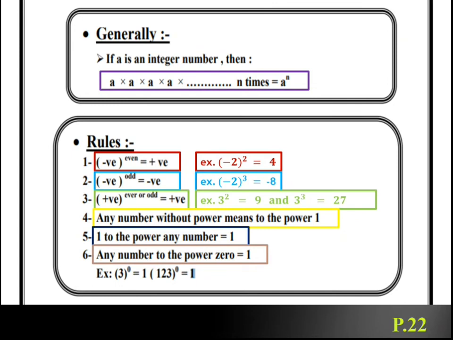And here, rule number 6, any number to the power of 0 equals 1. For example, if I have 3 power 0, the answer will be 1. 123 power 0, the answer will be 1. So any number power 0, the answer will be 1.